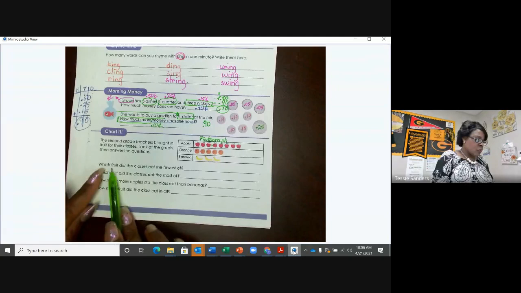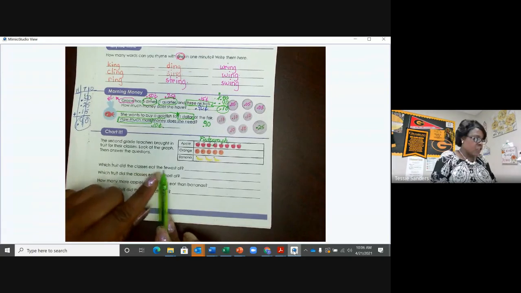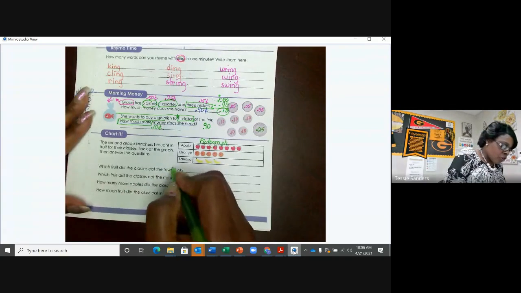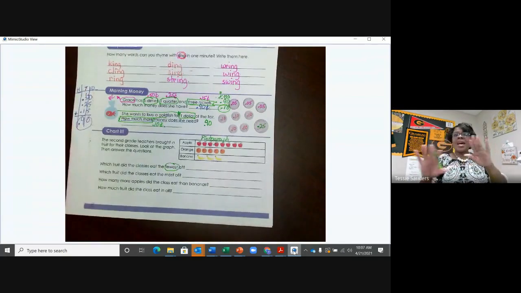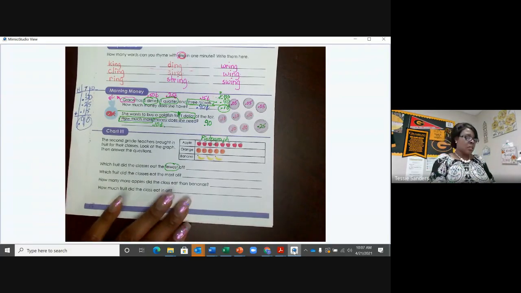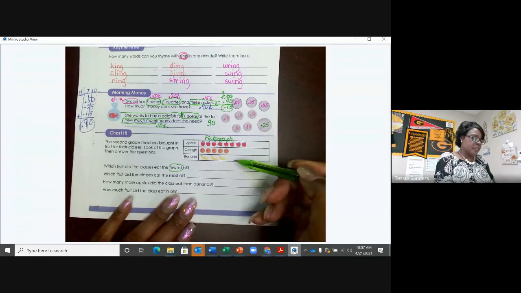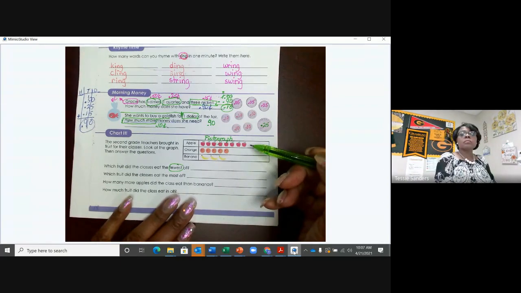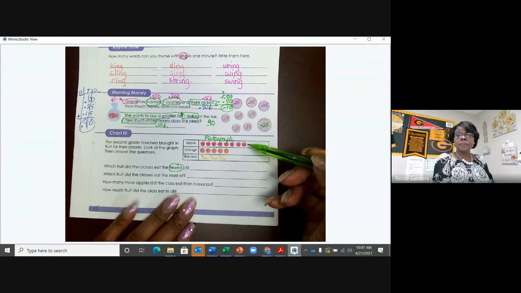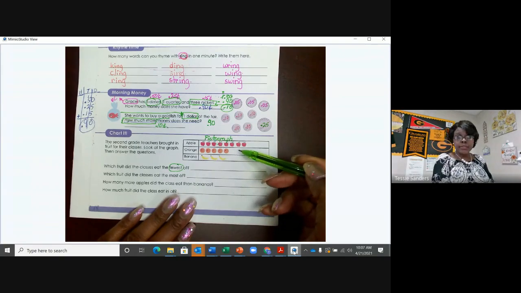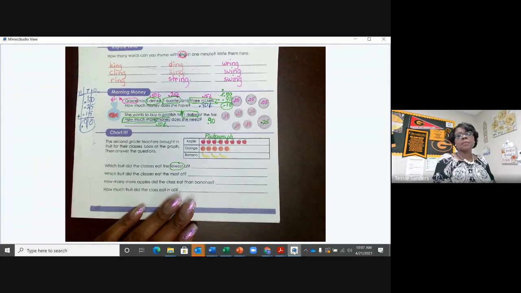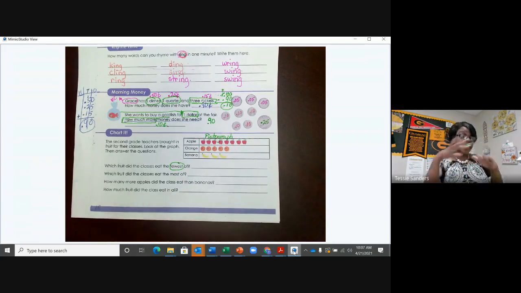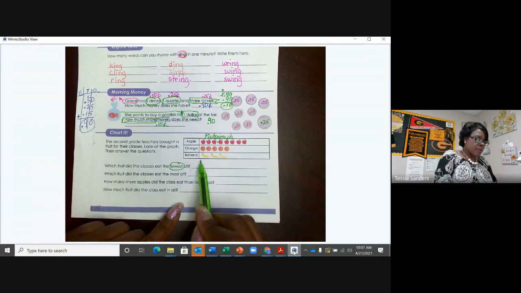Let's count. It says, which fruit did the classes eat the fewest of? Circle fewest. This means they did not eat the most of it. So which fruit did they eat the fewest of? Look at the apples. Look at the oranges and look at the bananas. They ate the fewest, the least of the bananas.